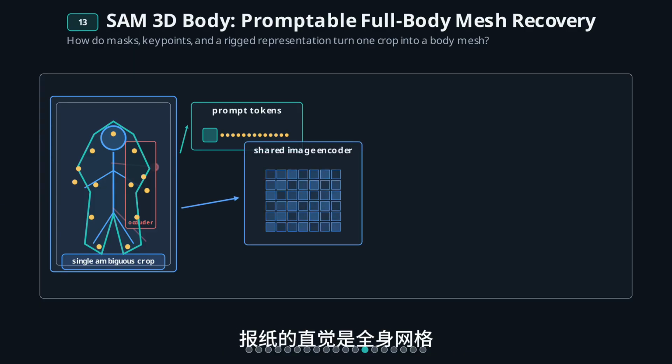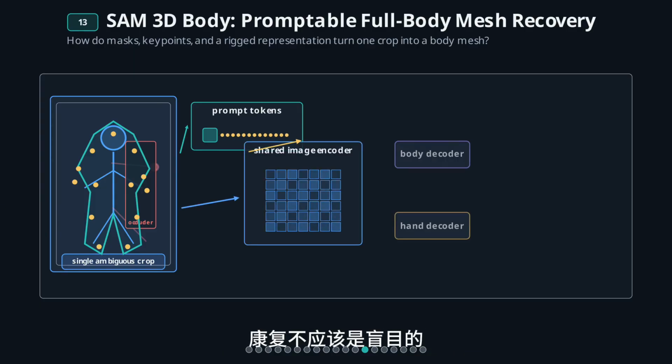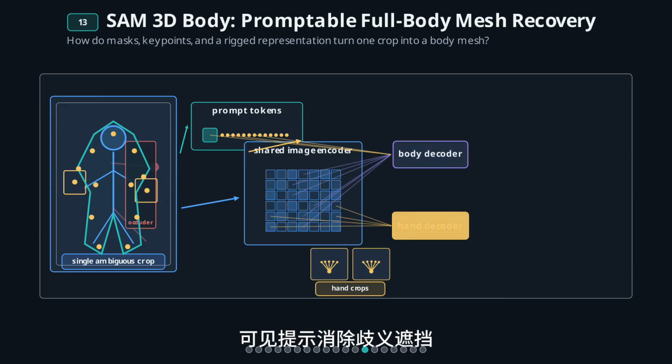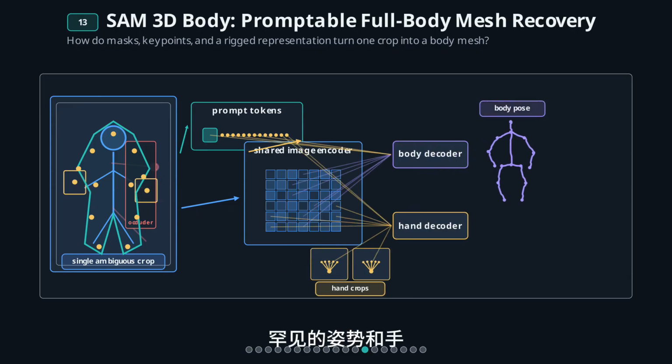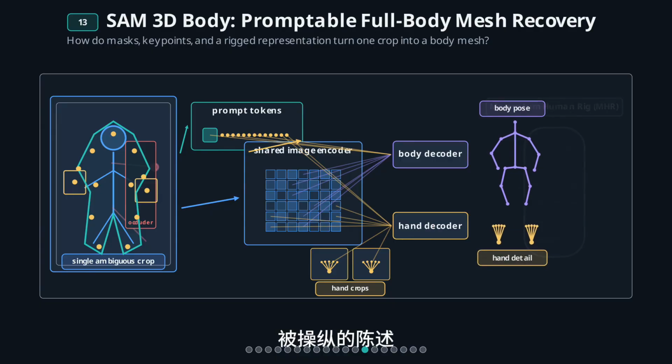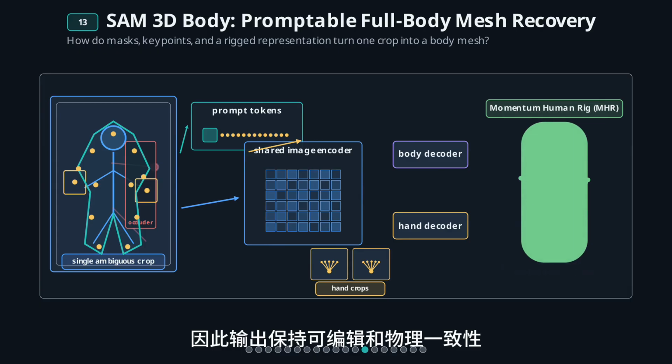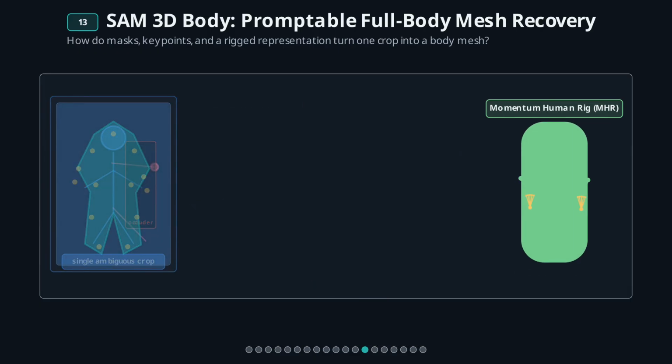The paper's intuition is that full-body mesh recovery should not be a blind, single-image guess. Visible prompts disambiguate occlusion, rare poses, and hands. A rigged representation separates skeleton structure from surface shape, so the output remains editable and physically coherent.